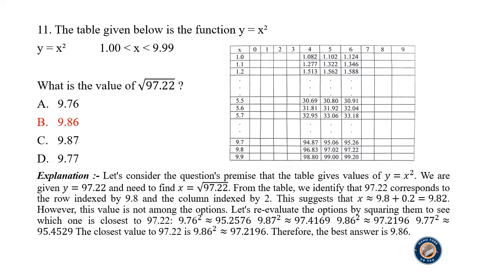So 9.76 squared is approximately 95.2576. 9.87 squared is approximately 97.4169. And 9.86 squared is approximately 97.2196. And 9.77 squared is approximately 95.4529. From this, the closest value to 97.22 is 9.86 squared, which is approximately 97.2196. Therefore, the best answer will be 9.86.